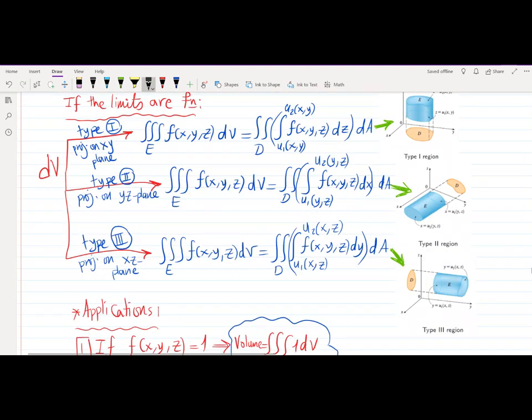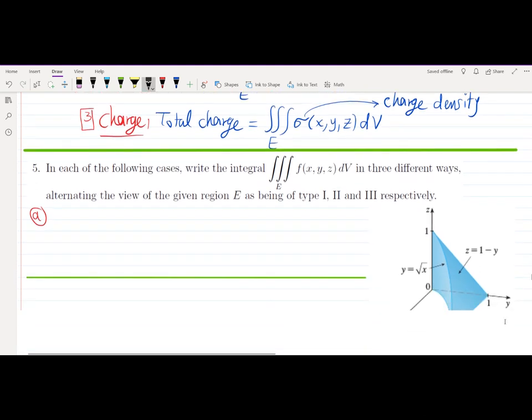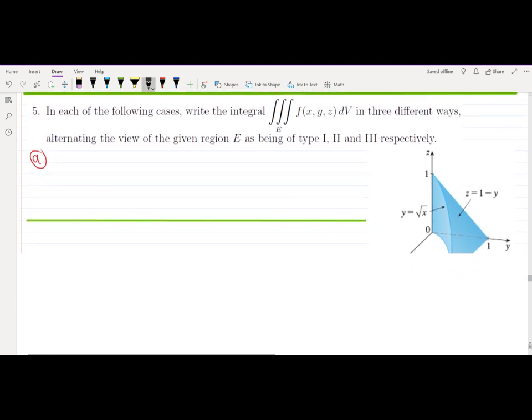As an application for choosing the type of region, as we discussed these types, type 1, type 2, type 3, according to the projection of the solid, we will start with problem number 5, which has the same idea, to select the type of region and describe the solid. Problem number 5: in each of the following cases, write the triple integral over E for the function f of x, y, and z dV in three different ways, alternating the view of the given region E as being of type 1, 2, and 3 respectively.